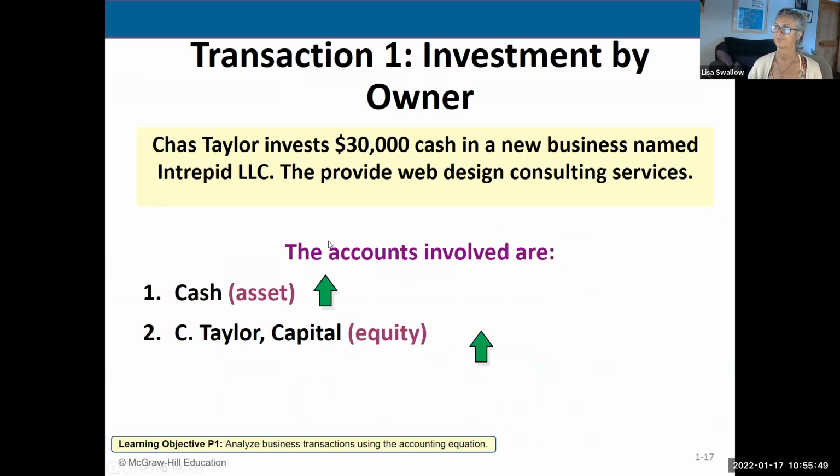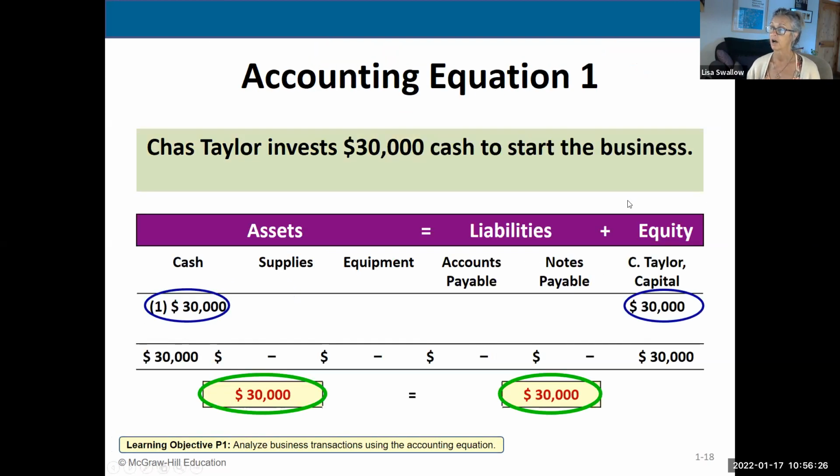My first transaction. Chaz Taylor invests $30,000 cash in a new business named Intrepid LLC. They provide web design consulting services. And now we're going to look at that tool that we just set up and say, hey, what did that do to the accounting equation? Well, my cash, which is an asset, went up. Chaz Taylor Capital, which is an equity account, went up. So let's put that in our equation that we just set up.